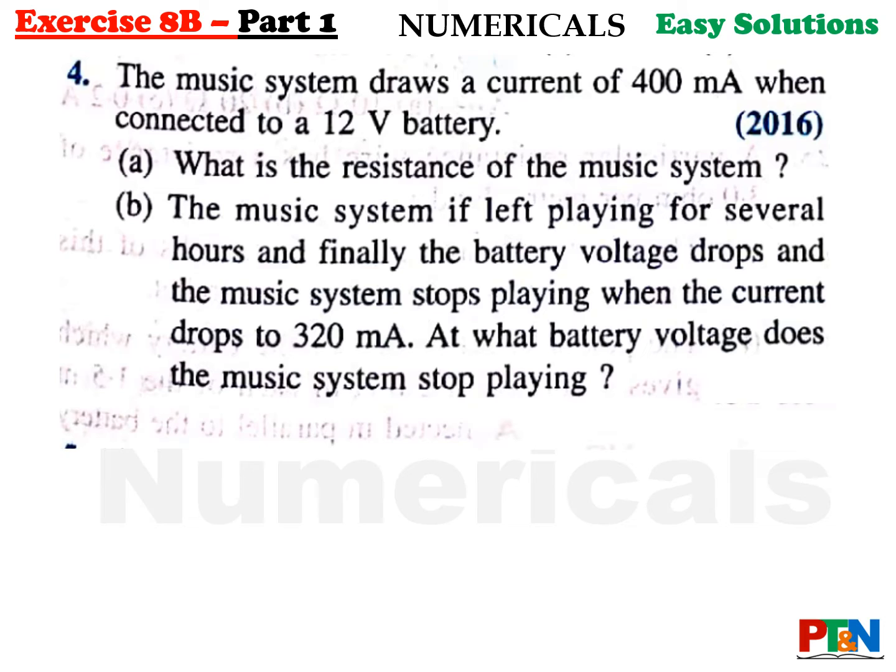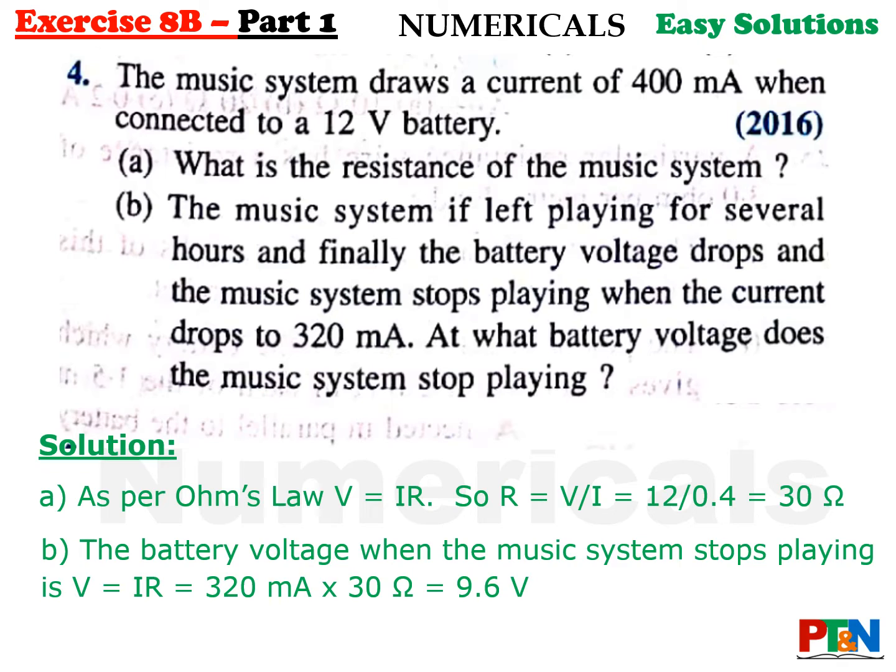Next numerical. A music system draws a current of 400 milliampere when connected to a battery of 12 volt. A, what is the resistance of the music system? Easy one, right? B, if the music system is left playing for several hours, the battery voltage finally drops, and the music system stops playing when the current drops to 320 milliampere. At what battery voltage does the music system stop playing? Let's look at the solution.